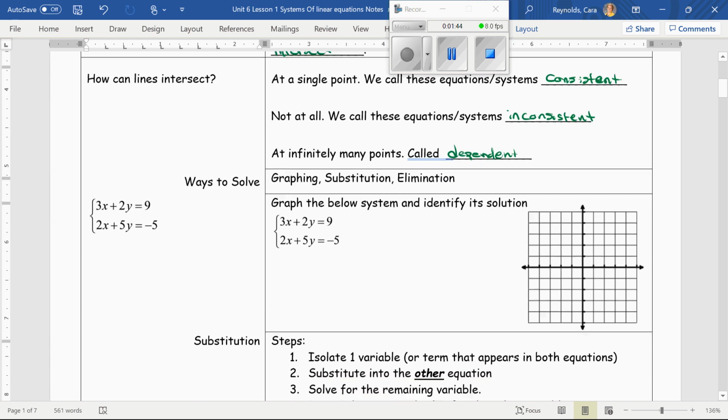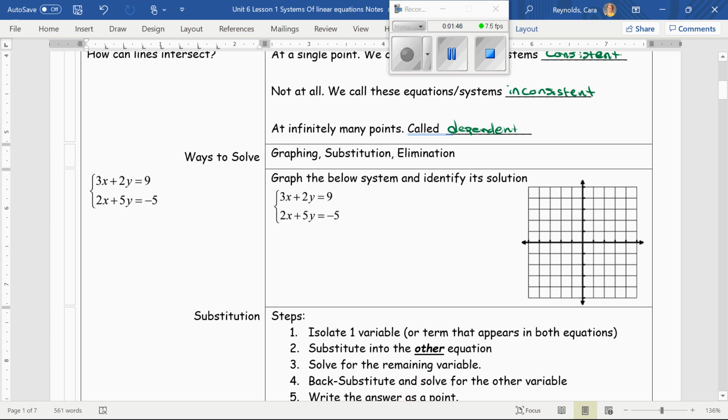Okay. So ways to solve are by graphing, substitution, or elimination. Graphing is not the most reliable because they don't always cross at a whole point. But let's see what these look like on a graph. So this one, if we solved it, would be y equals -3 over 2x plus 9 over 2, or that's going to be like 4.5 when you graph it. So subtract the 3x, divide by 2. That's where I got that.